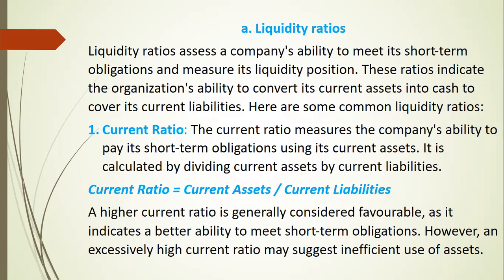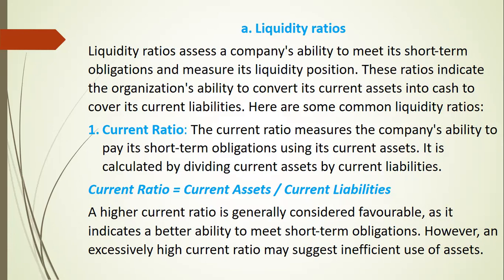The current ratio measures the company's ability to pay its short-term obligations using its current assets. So how can our current assets cover our current liabilities? It is calculated by dividing current assets by current liabilities, and there you've been given the formula highlighted. I sent the notes during the last class. So the formula is current assets divided by current liabilities.